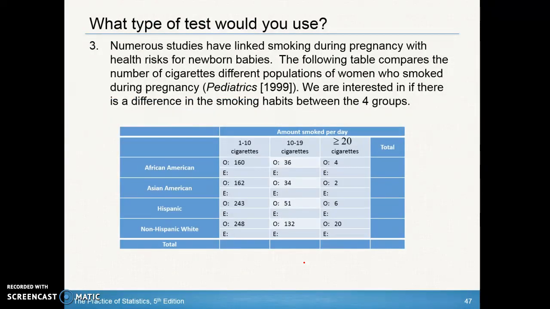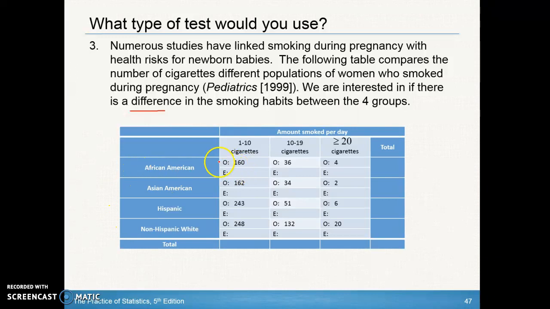Numerous studies have linked smoking during pregnancy with health risks for newborn babies. The following table compared the number of cigarettes of different populations of women who smoked during pregnancy. We are interested to see if there's a difference in smoking habits between the four groups. Okay, so we're looking at 1 to 10 cigarettes a day, 10 to 19 cigarettes a day, or more than 20 cigarettes a day. And then over here, we have the various ethnicities of women when they had their children.